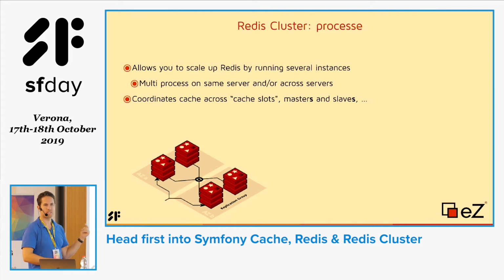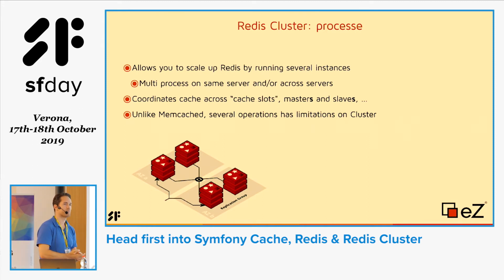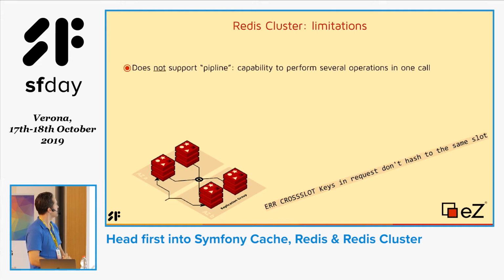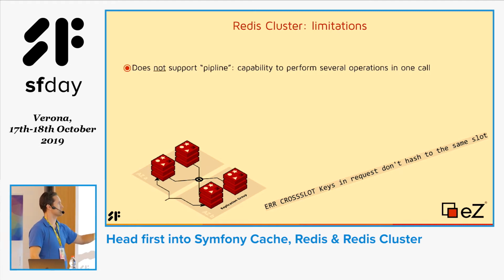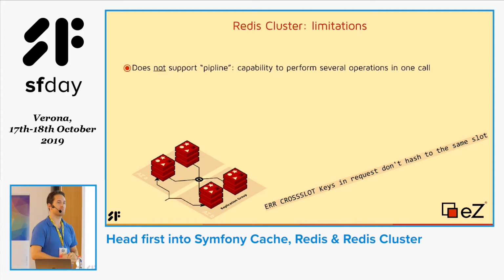Typically, you only read and write from masters unless you know you can read from the slave, which might be out of sync. And that's kind of how you deal with it. Unlike Memcache, several of the operations I mentioned earlier have some limitations with this. And talking about limitations, you can get something called a cross-slot error: keys in request don't hash to the same slot. So this basically means if you do an operation on several keys and some of those are not in the same node, it will not allow you. So that's why it doesn't support the pipelining feature, for instance, with cluster.